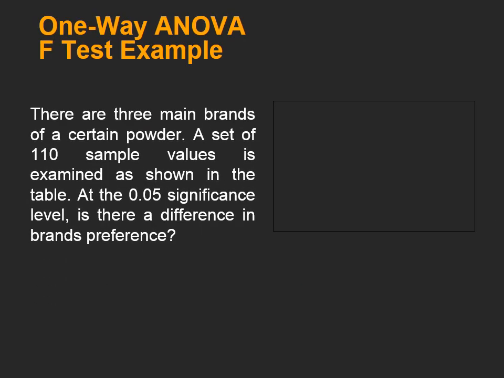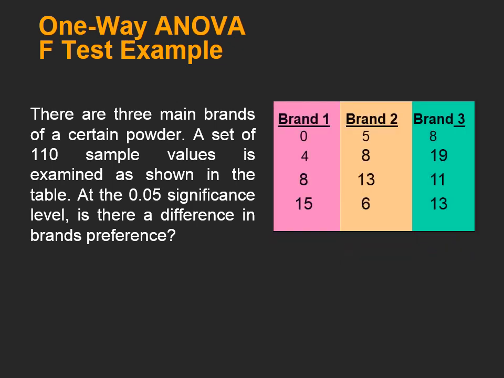So coming to the example, there are three main brands of a certain powder and some 110 sample values are examined and they are given in the table. At the 0.05 significance level, is there any difference in brand preference? So this is what needs to be checked.